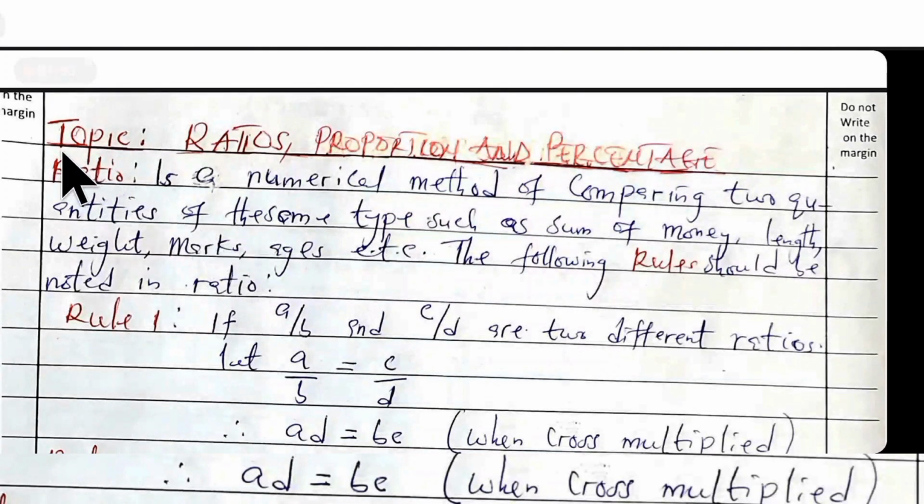So when we talk about ratio, we are talking about a numerical method that you can use to compare two quantities. You can compare sum of money, maybe naira to dollar. You can compare length, maybe centimeter to meter. You can compare weight of two people, mark of two people, ages of two people.